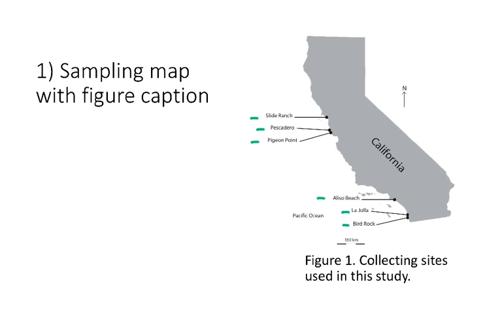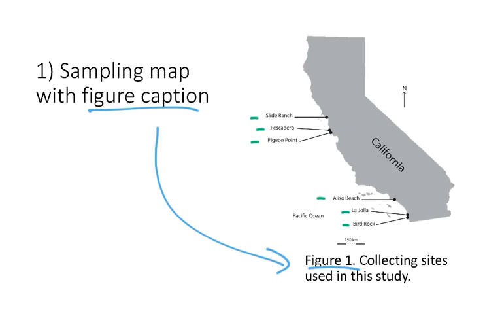So this is the sampling map, and the figure caption associated with that sampling map is here. An example might be figure 1. You want to make sure you number your figure. Your sampling map is a figure on your poster, and so it will likely be figure 1. And you can say something like, figure 1, collecting sites used in this study. So that's an example of what a sampling map with associated figure caption might look like. That's one thing you have to put in your study site section.